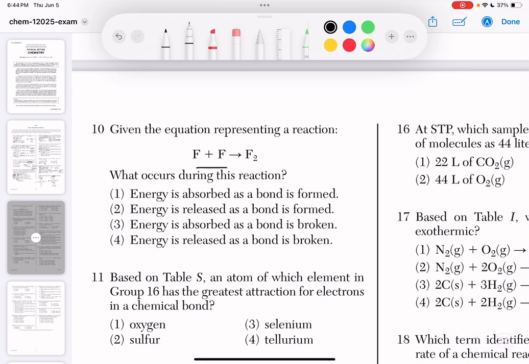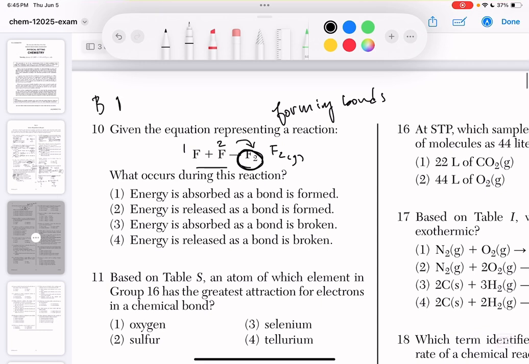Okay, so here we see 2 fluorines being combined into 1 diatomic fluorine. So this is forming bonds, because there's one thing and there's a second thing, and they're forming together to make fluorine gas.